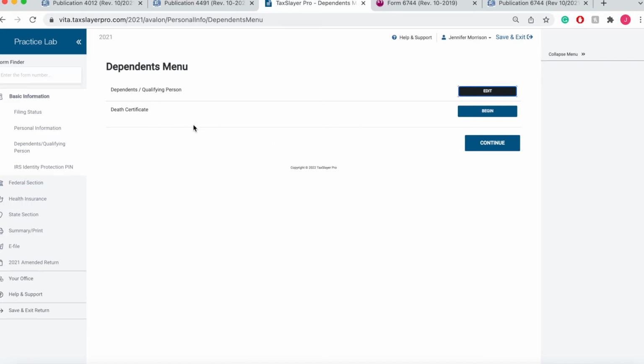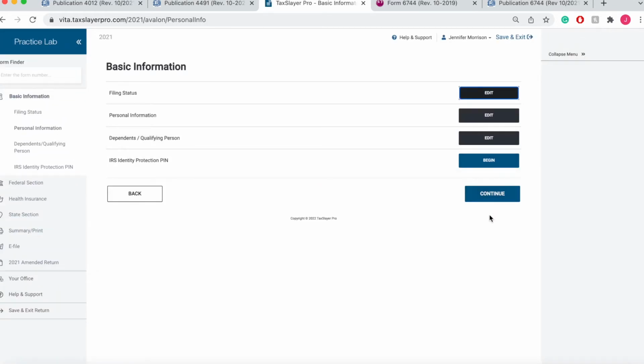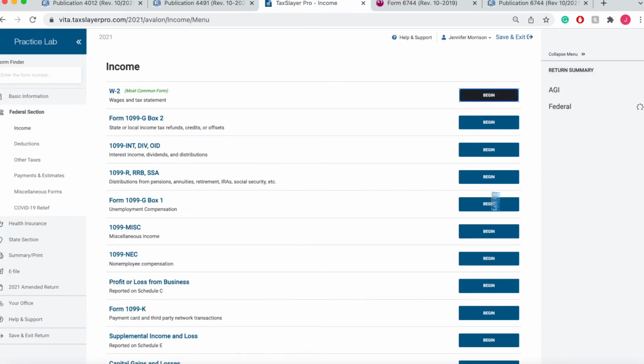So for example here, it's offering to have me begin the death certificate section here. That really does not apply at all to this situation. There's no reason we need to fill it out, so I'm just going to click continue. I'm not going to try to go over here and pick a specific section that I want to go to right now. So we get through there. We see IRS identity protection pin. That doesn't apply. We didn't hear anything about that. I'm going to click continue again. And so now we're on to income.